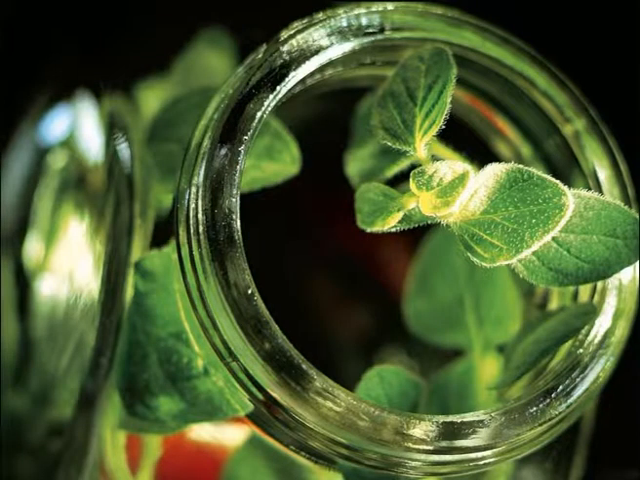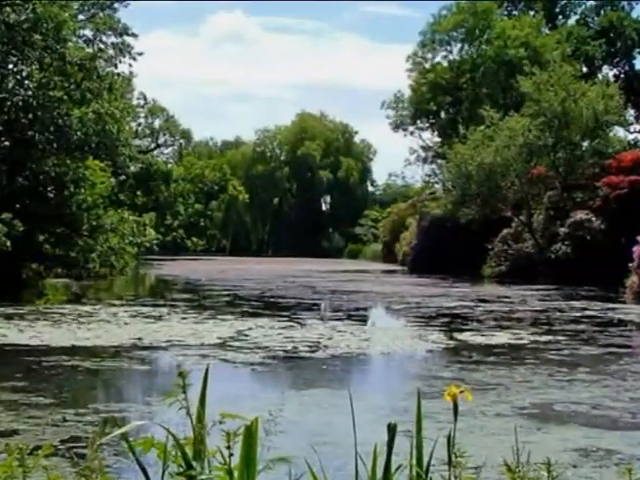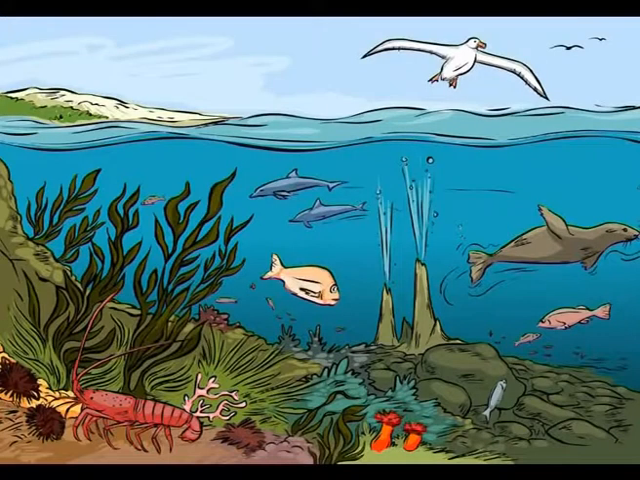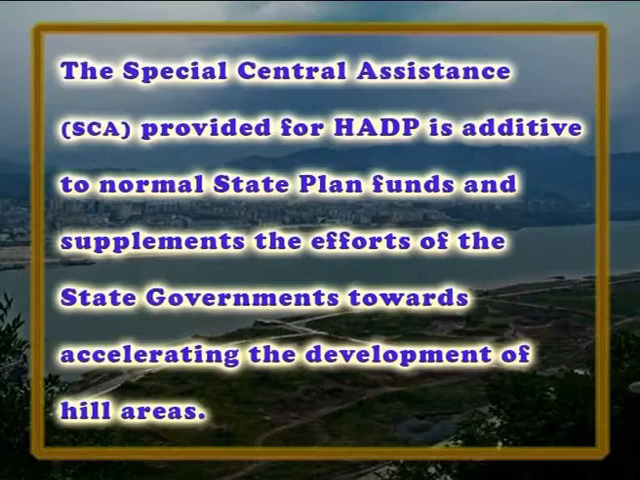The main objectives of the program will continue to be eco-preservation and eco-restoration. However, the needs of the people, particularly their economic needs, have to be met if the ecosystem has to be preserved. Therefore, ecology and economy of the area have to be developed. The Special Central Assistance, that is SCA, provided for HADP is additive to normal state plan funds and supplements the efforts of the state governments towards accelerating the development of hill areas.